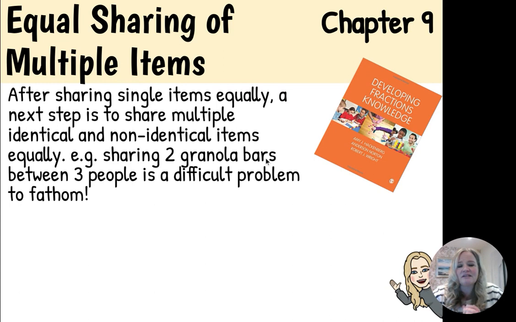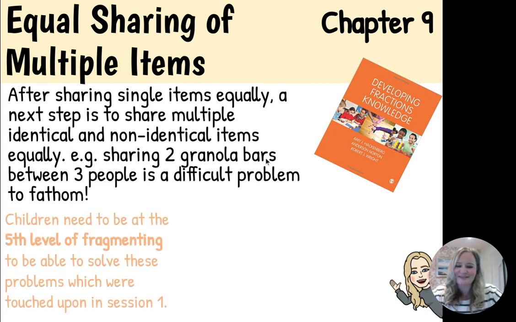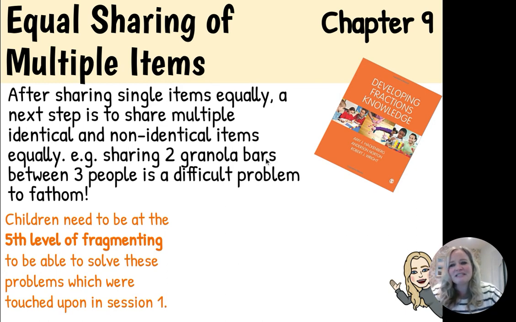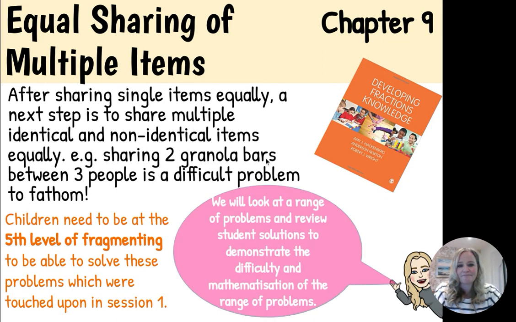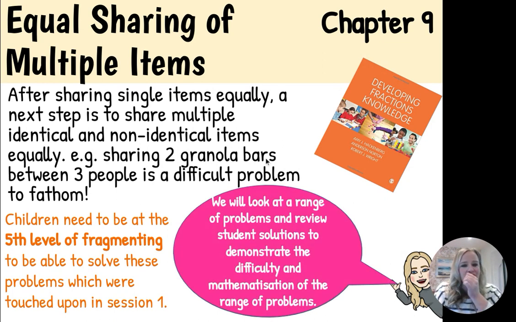After sharing single items equally, a next step is to share multiple identical and non-identical items equally. For example, sharing 2 granola bars between 3 people is quite a difficult problem to fathom, even at the best of times. How can we do that systematically and mathematically? Children need to be at the 5th level of fragmenting to be able to solve these problems, which were touched upon in session 1 when we looked at the different stages of fragmenting. So we will look at a range of problems, review student solutions, and demonstrate the difficulty and the mathematisation, so the way we can break down this range of problems.